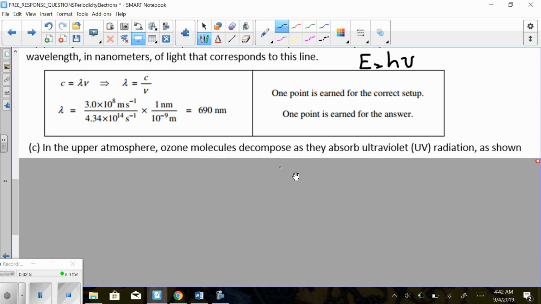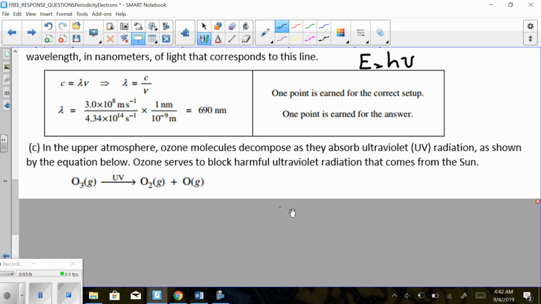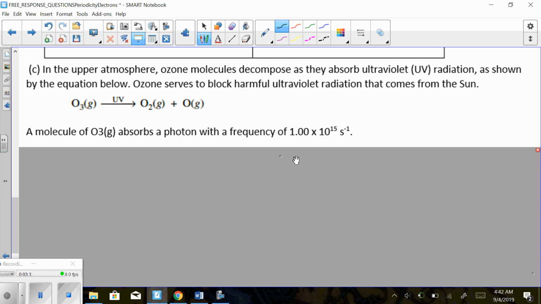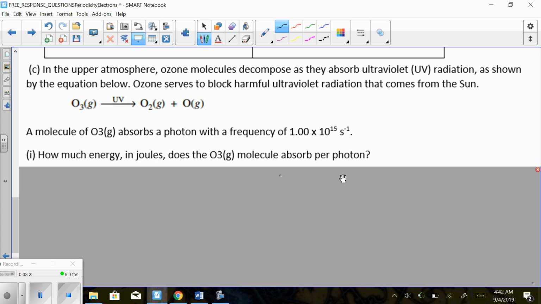In the upper atmosphere, ozone, or O3, decomposes as it absorbs UV radiation, as shown by this equation. UV light will break down the ozone in the ozone layer into O2 and an oxygen radical. So we have O3 absorbing a photon with a frequency of 1 times 10 to the 15th seconds to the minus 1, or hertz. How much energy in joules does the O3 molecule absorb per photon?